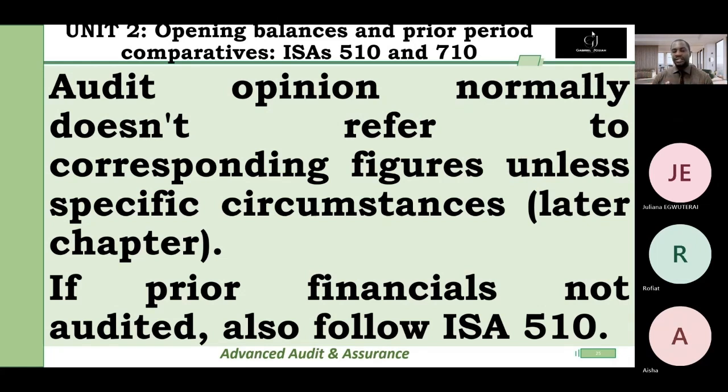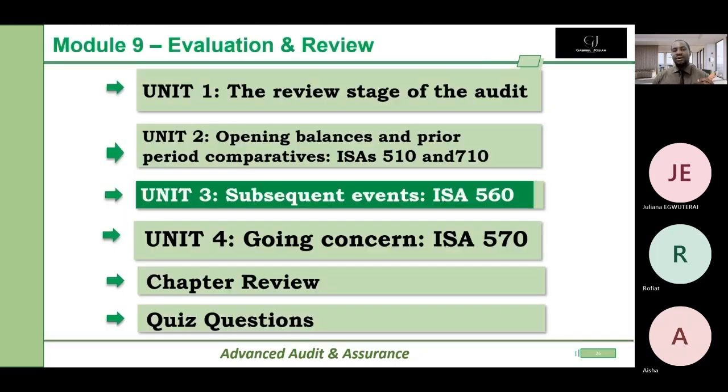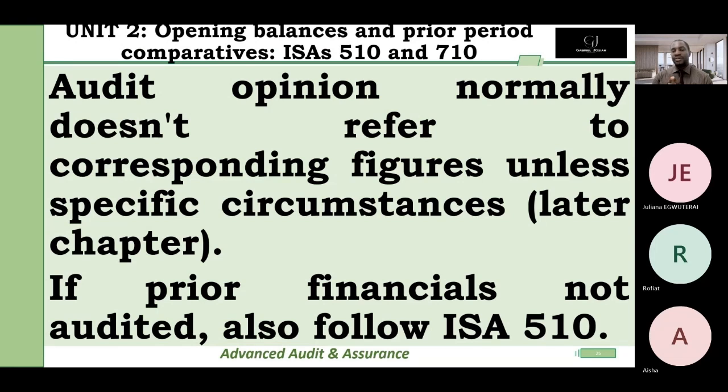So if prior financial statements are not audited, we need to also follow ISA 510, which speaks to opening balances on financial statements. So it's very important we understand that we are validating figures, ensuring the financial statements provide a true and fair view based on the year we are auditing. Okay, so that speaks to ISA 510 in brief and 710.